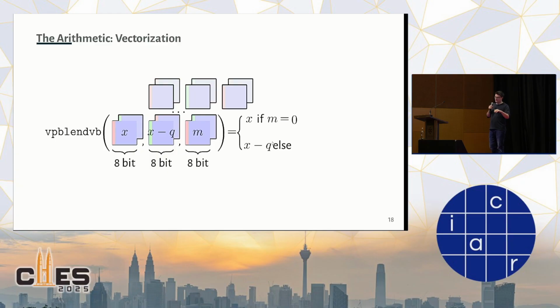Perfect. But honestly, while implementing this, I was like, okay, this feels like a heavily over-engineered solution to a very simple problem, and it is, because actually you could just use the unsigned minimum instruction, and it would choose between x and x minus q, and you would get the same result, but it's slower. For whatever reason, on our test system, the blend instruction is faster than a minimum instruction.